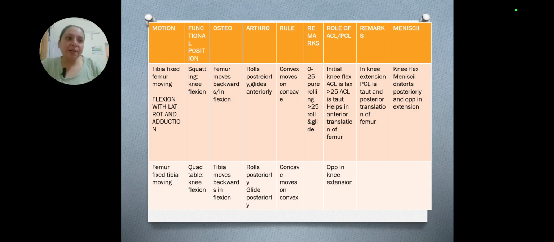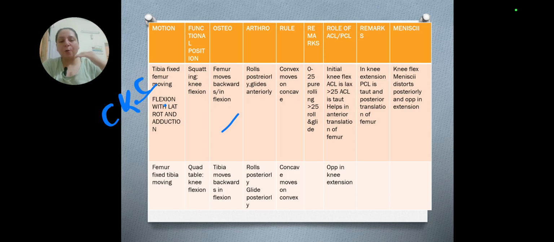Now let us go through this table. This picture will be clear when we go through this table. Now let us read this table as when the tibia is fixed. We are talking about a closed kinematic chain. First one is the example of closed kinematic chain. When the tibia is fixed and the femur is moving. The functional position is basically when we are squatting, and then also knee flexion takes place. Now herein what is the osteokinematic movement which is taking place?